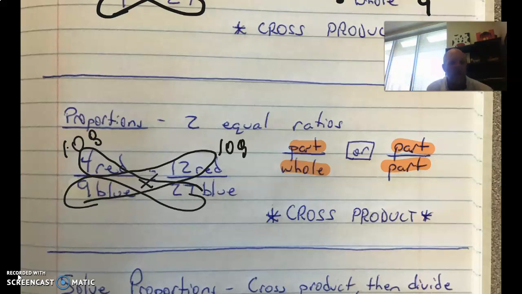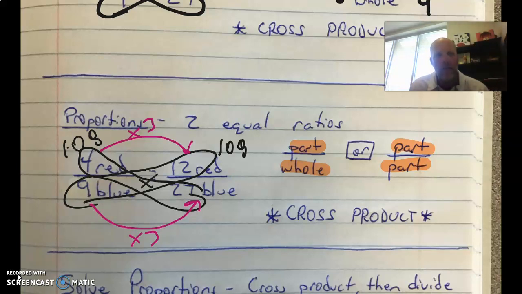Okay, you can also look and see, well, my red ones changed by how much? Okay, they multiplied by how much? So we went from 4 to 12 by multiplying by 3. So if the blue ones also get multiplied by 3, then that's another way to check. And so is 9 times 3 27? Yes, it is. So that's just another way to check to see if they are equivalent or proportional.